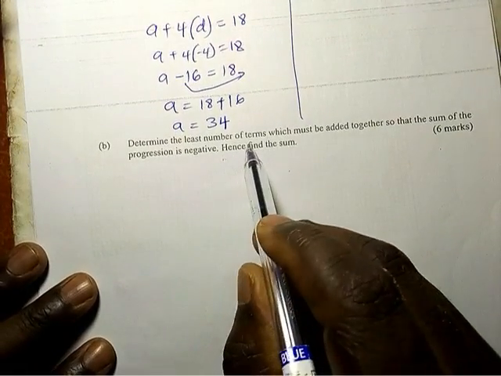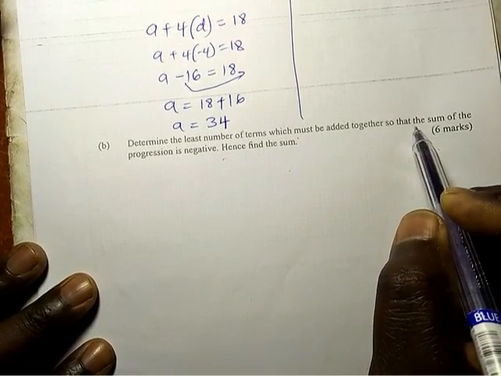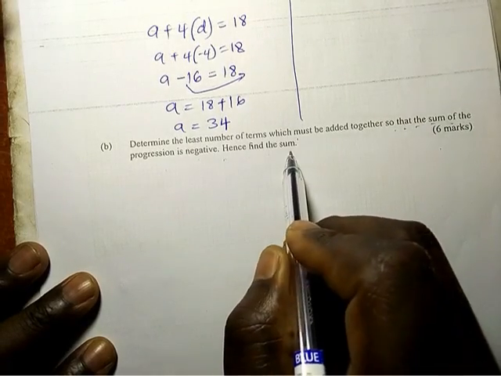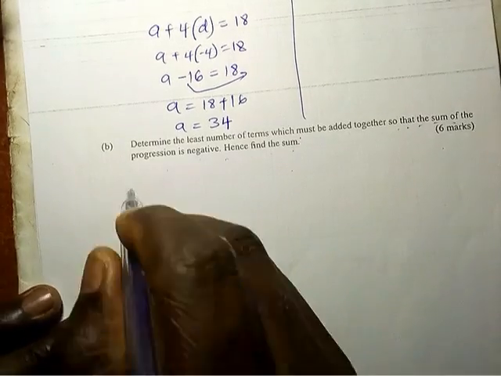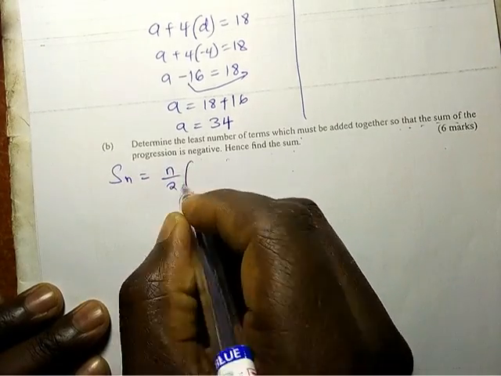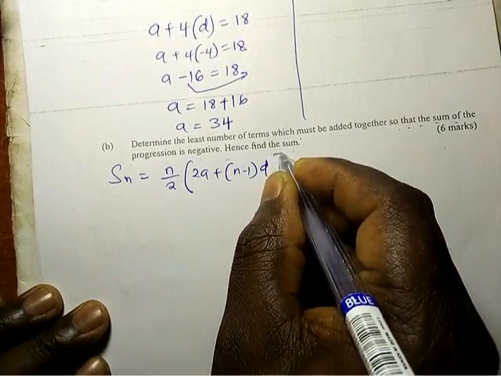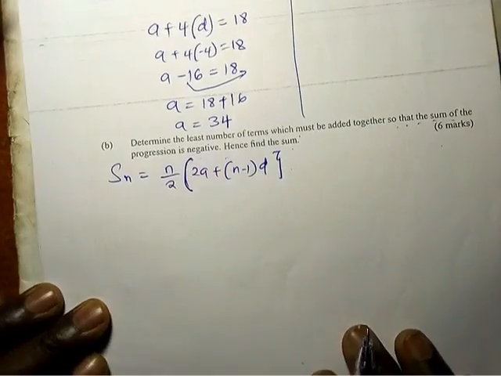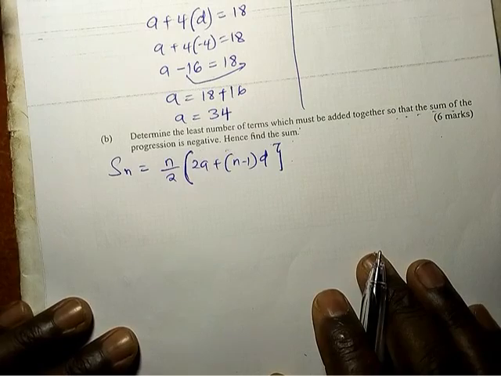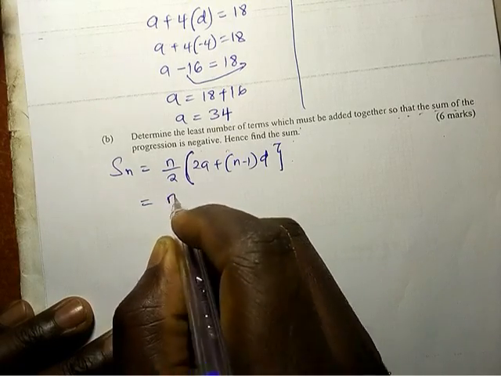Determine the least number of terms which must be added together so that the sum of the progression is negative. Hence find the sum. So we know that the sum S_n is equal to n over 2 into 2a plus n minus 1 times d. Yes, we know that. So we want the sum that will give us a negative number, right?